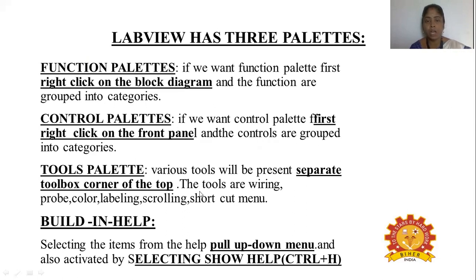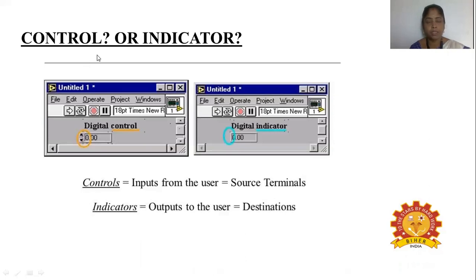Then the tool palettes. What are the tool palettes needed for? They are in a separate toolbox at the top corner, for wiring, probes or coloring. These menus can be used with the help of a pull down menu. If the process is being carried out, it needs either a control or an indicator.